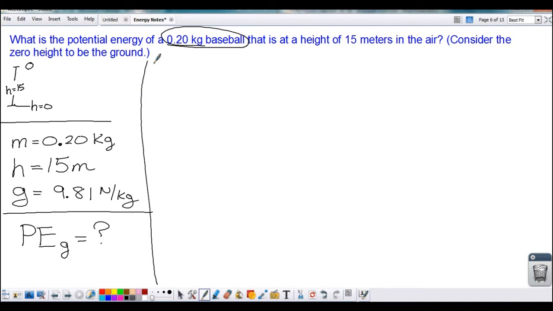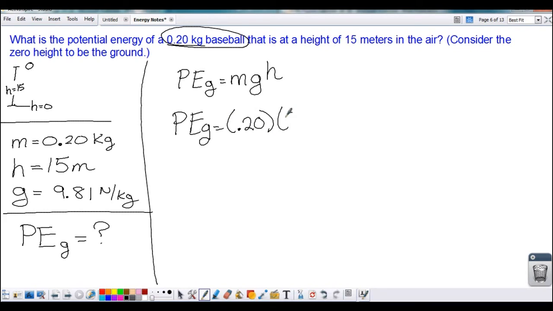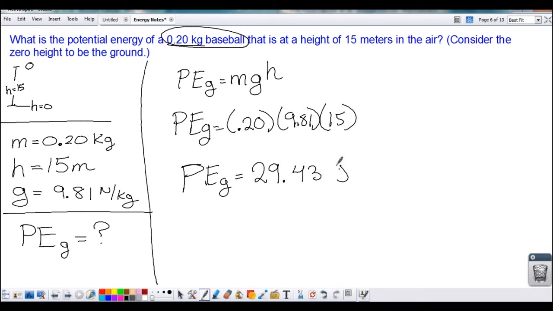Next step, write down our equation. The gravitational potential energy is equal to the mass of the object multiplied by the gravitational field strength multiplied by the height. So the gravitational potential energy is equal to 0.2 times 9.81 newtons per kilogram times a height of 15 meters. Our gravitational potential energy is going to be equal to 29.43 joules.